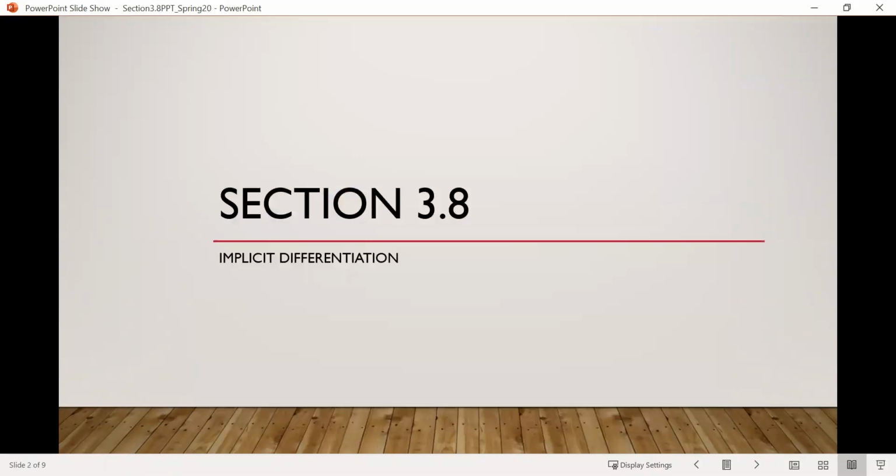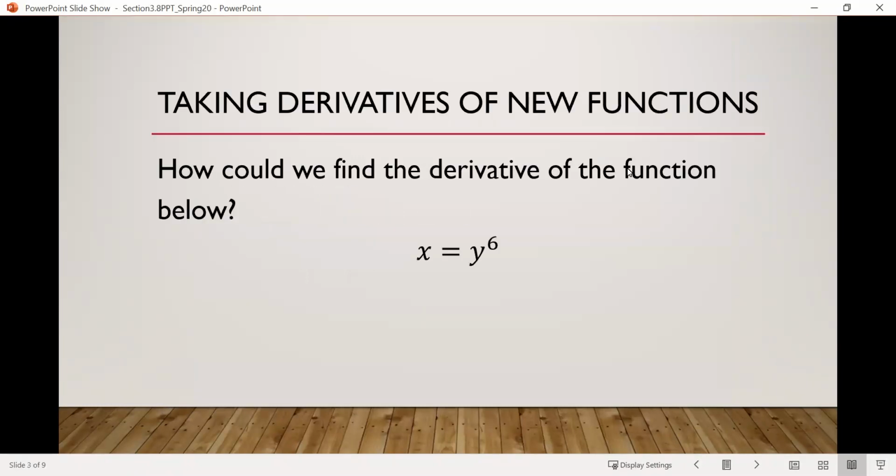Okay, so section 3.8 is about something called implicit differentiation. We'll get to what that means. So first thing I want us to think about is how could we find the derivative of this function here? So x equals y to the sixth. Now, first of all, when you look at this, I imagine that there is something that stands out to you, right? And hopefully that thing is that this is in the form of x equals something instead of y equals something, right?